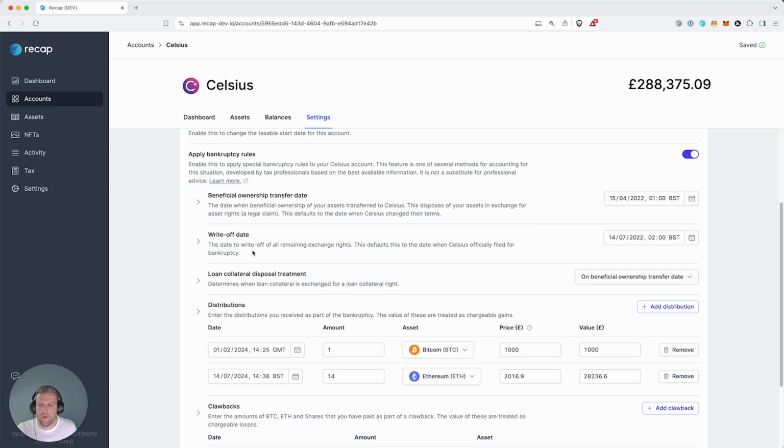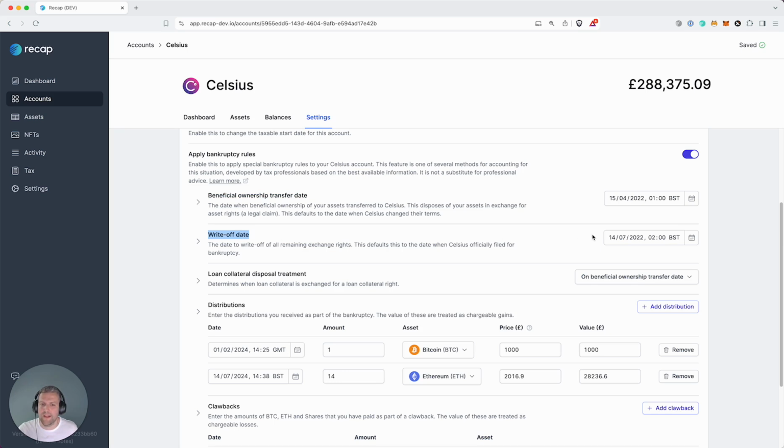The next thing we're going to do is set the configuration for the write-off date. When you set your beneficial ownership transfer date, what we do behind the scenes is take all the balances that you held on Celsius at that time and trade them for a series of contractual rights. As an example, if you had 1 Bitcoin on Celsius and then beneficial ownership was transferred to Celsius, we create a tax disposal for your Bitcoin, but you acquire a Bitcoin right. That right allows you to reclaim your Bitcoin. And what we're saying is, on the write-off date, when did those rights become worthless?